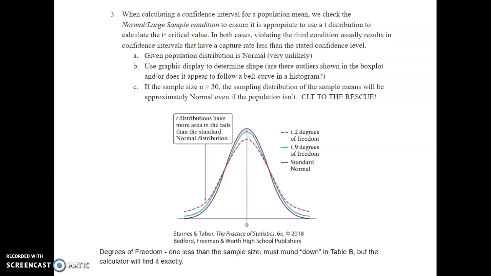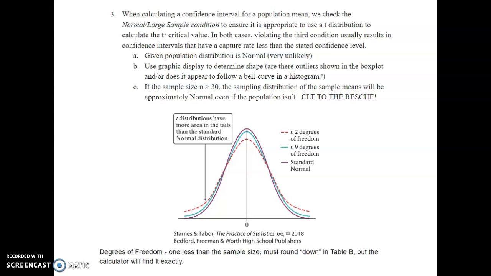The visual from your textbook, and they show this picture a couple of times, is showing that the T distributions have more area in the tails, it says there, than our standard normal, which again is just fancy for showing it on that curve where we're centered at 0 and we have a standard deviation of 1. That's our standard normal.